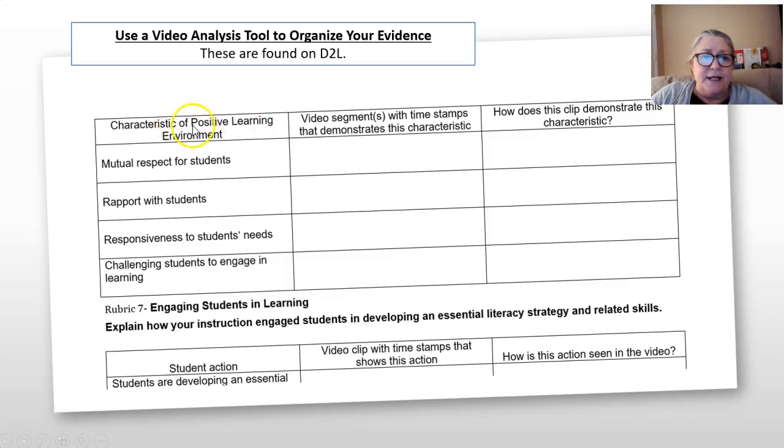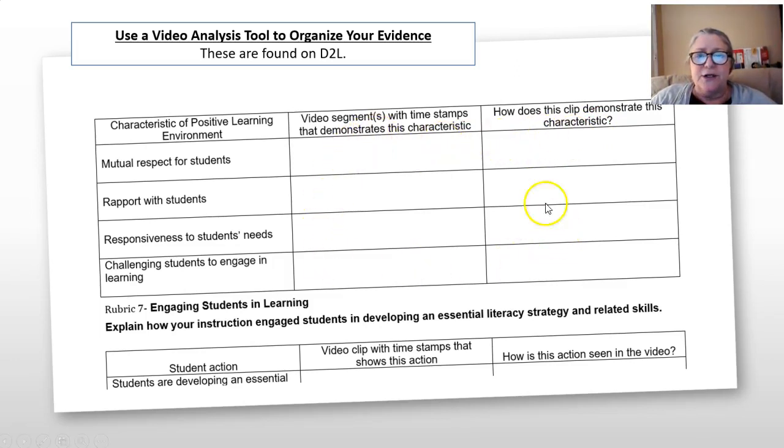So these are the things that, for example, this person, when they made theirs, this is for Rubric 6. Characteristic of positive learning environment. Here are the things we're looking for. And then here you write down the video segment with the timestamps that demonstrate this characteristic. So while you still have all of your footage before you've done any clipping, go through looking for these things. And here this might say clip number 1, timestamp 15 through 18. And then make a note to yourself as to how that clip demonstrated the characteristic.